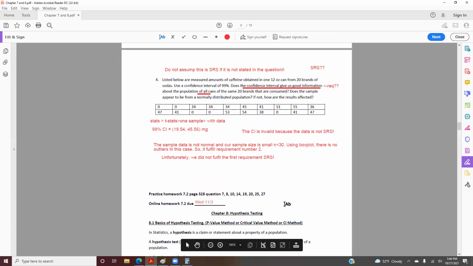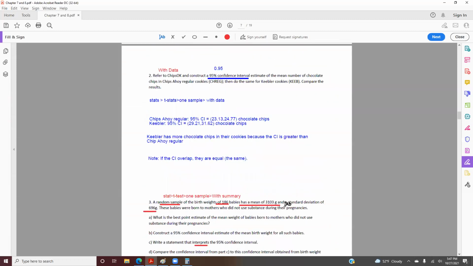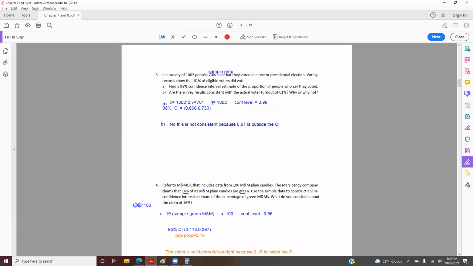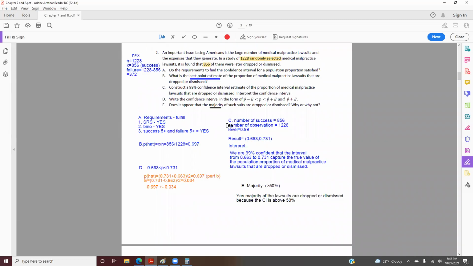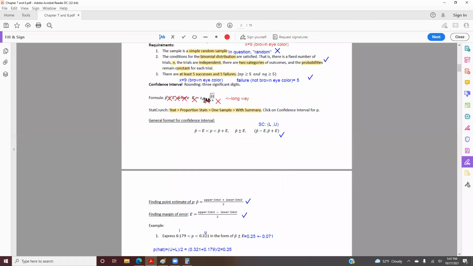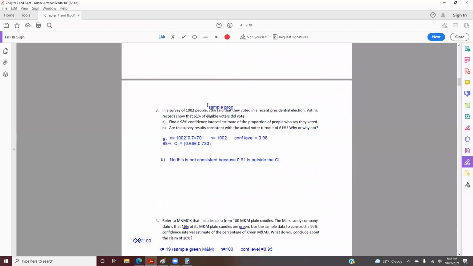So do not forget, this homework is due next Wednesday, not today. So the only homework due tonight is 7.1. And yes, 7.1 also has requirement checks here, because we didn't check any requirements, right? We just plugged it into StatCrunch and whoop, here's your answer. So make sure you understand the requirements check for 7.1, which is proportion: simple random sample, binomial, and at least 5 successes and at least 5 failures. Those are the requirement checks that we have to go through. Okay, but we did some, so make sure you check this before we go on.